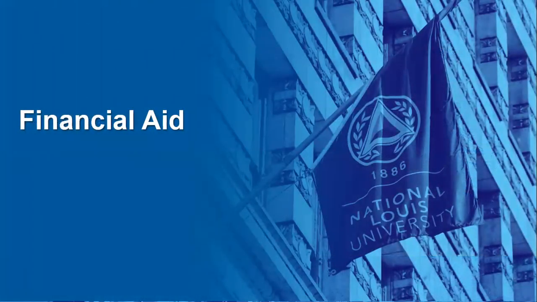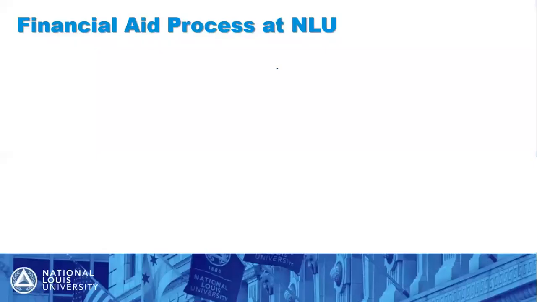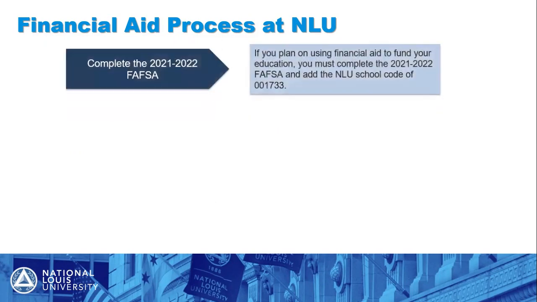First, we're going to talk about financial aid. The financial aid process here at NLU is first, you're going to complete the 2021-2022 FAFSA. If you plan on using financial aid to fund your education, this step is a must, and you also must add the school code of 001733, and that ensures that NLU gets sent the information that you listed on your FAFSA.